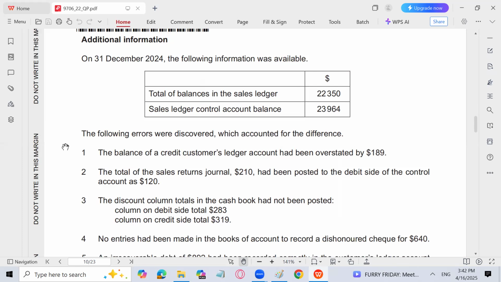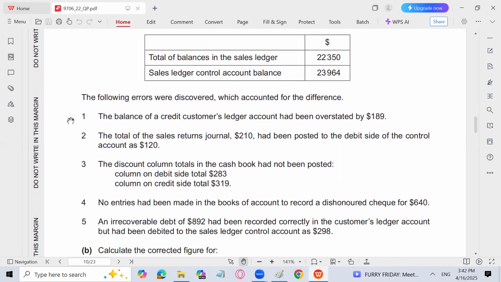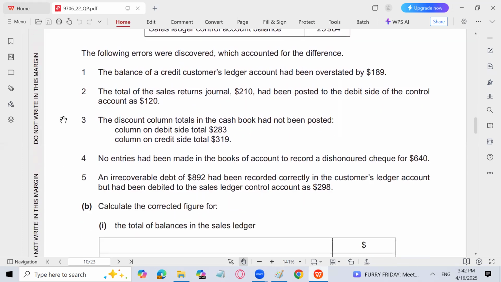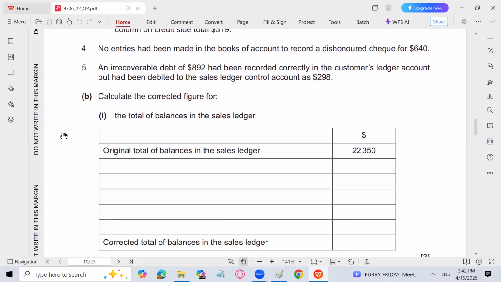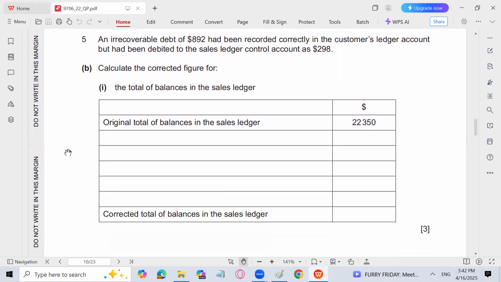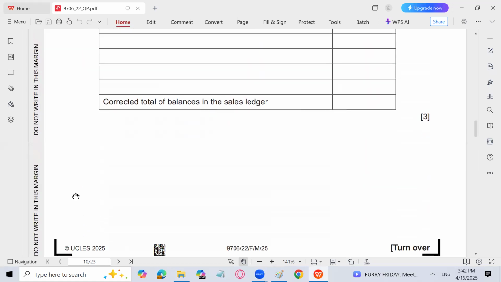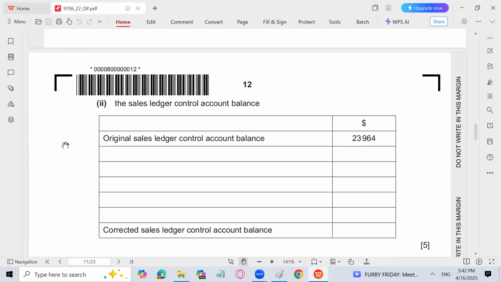The following errors were discovered which accounted for the difference. The balance of a credit customer's ledger account had been overstated by 189. Total of sales return journal has been posted to the debit side of control account as 120. Discount allowed total in the cash book had not been posted on the debit side total and column on the credit side total. No entries had been made in the books of account to record dishonored cheque for 640, or bad debts had been correctly recorded in the customer ledger account but had been debited to the sale ledger control account. So calculate the correct figure for the balance in the sale ledger, 22350, and the sale ledger control account, 23964.